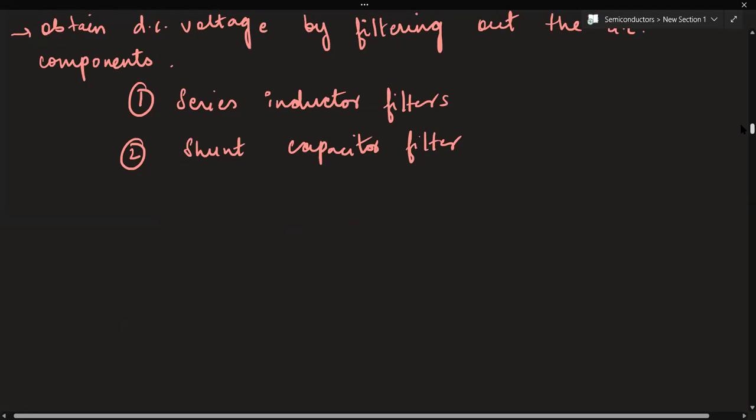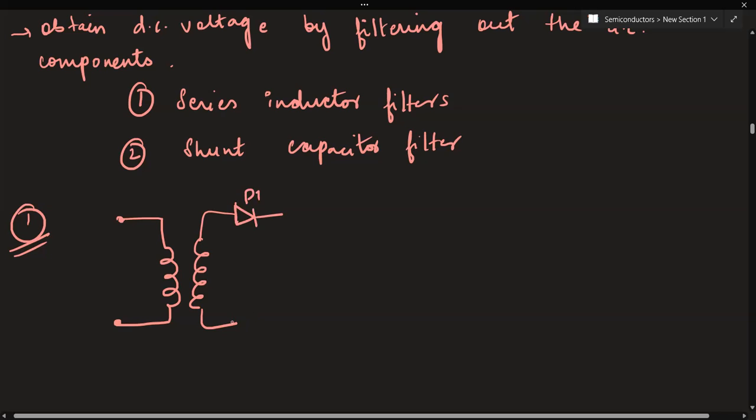Now regarding the first one, the series inductor filter. In case of a series inductor filter, we have a full wave rectifier, the way we have input with us. How many diodes were connected in case of full wave rectification? One or two? Two. So here also we have two diodes connected. Let's say D1 is connected over this side, and D2 is another diode connected over this side. So we have a full wave rectifier setup.